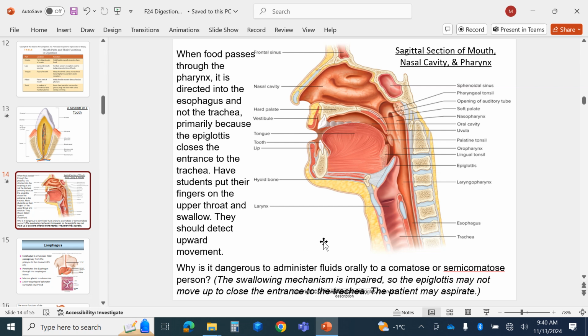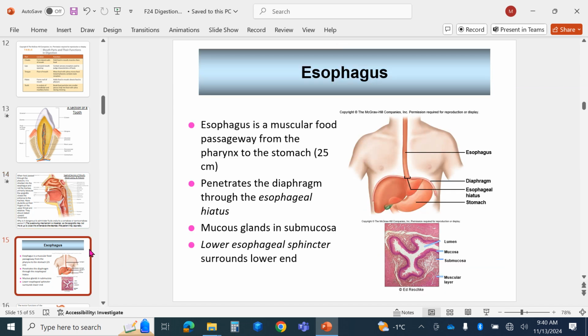Why is it dangerous to administer fluids orally to a comatose or semi-comatose person? They don't have this swallowing mechanism in place because they're unconscious, and food can get into the trachea, and that would be horrible. Choking.